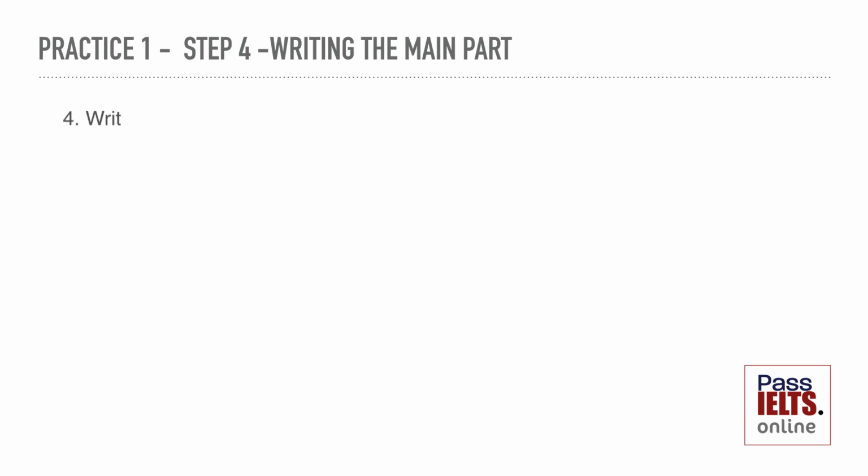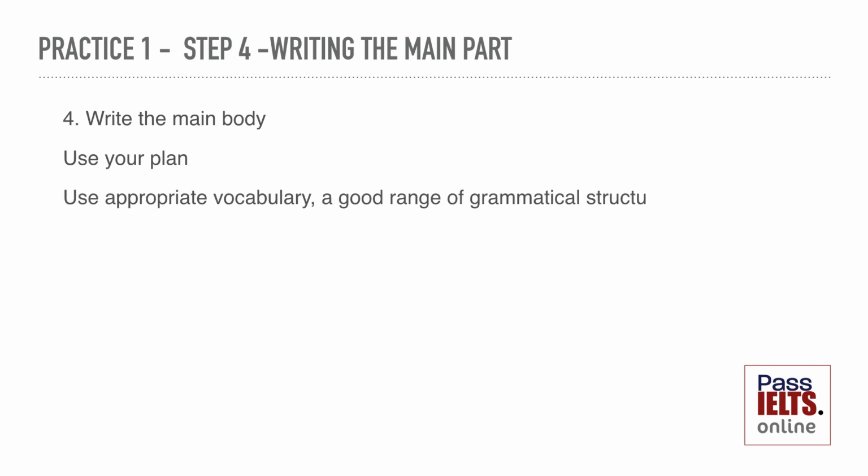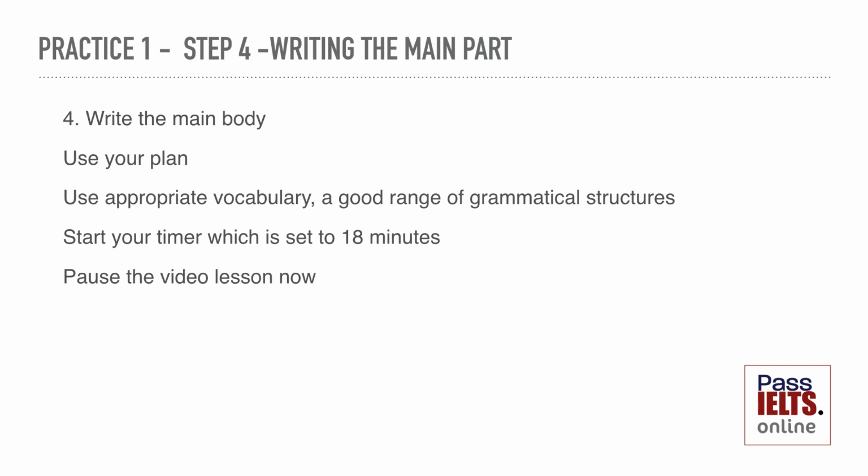Now you can write the main body. Using your plan from part 1 and ticking off the stages, the paragraphs and the arguments as you go through them, you can write the main body of the essay in 18 minutes. You should use appropriate vocabulary and a good range of grammatical structures. You can always use the vocabulary in your booklet for this practice. You can start your timer, which is set to 18 minutes, and pause this video lesson now. Once you've finished, just press play and you'll go on to the next slide.